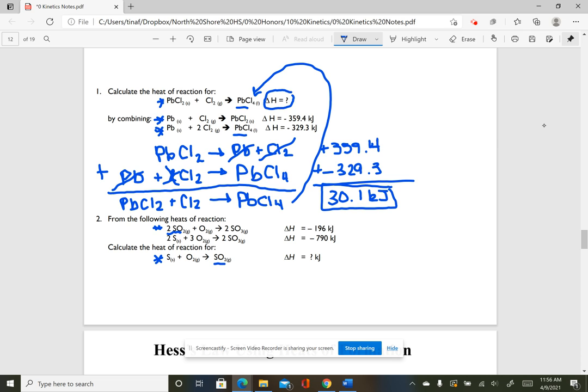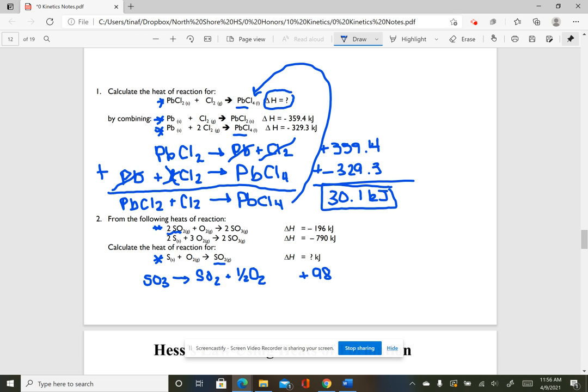So I'm going to start with SO3 instead of two SO3. And I'm going to make one SO2 instead of two SO2s. And I'm going to make half a mole of oxygen instead of a whole mole of oxygen. So how is that going to affect my delta H? Not only do I have to flip the sign because I flipped the reaction, but I want to take that 196 and cut it in half. Whatever you did to your coefficients, you also have to do to your delta H.